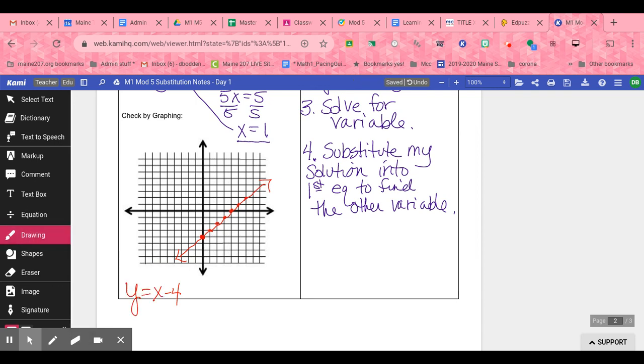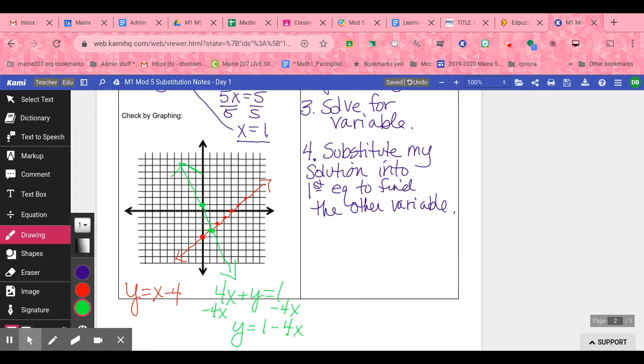My second equation, which was 4x plus y equals 1. I'm going to go ahead and subtract 4x from both sides, getting this into slope-intercept form. And if my y-intercept is 1, slope negative 4, down 4 over 1, you can see here that my lines are going to intersect at this point right here, which is (1, negative 3).